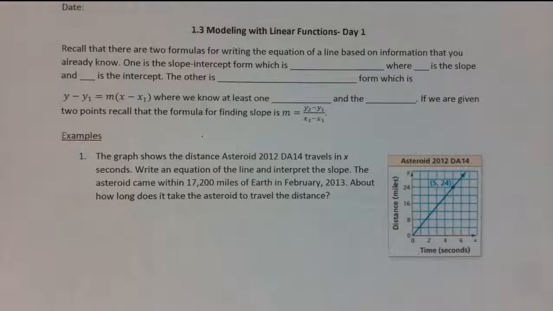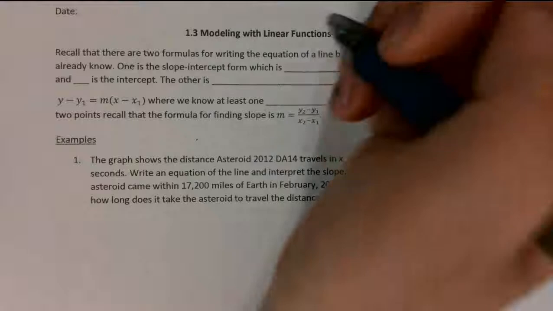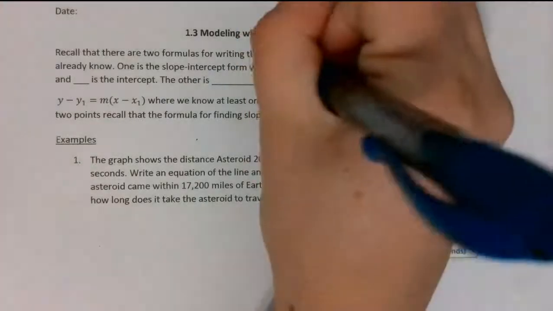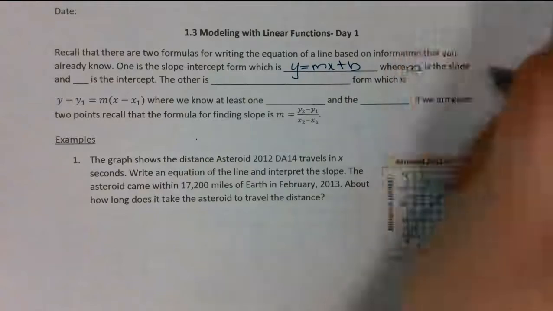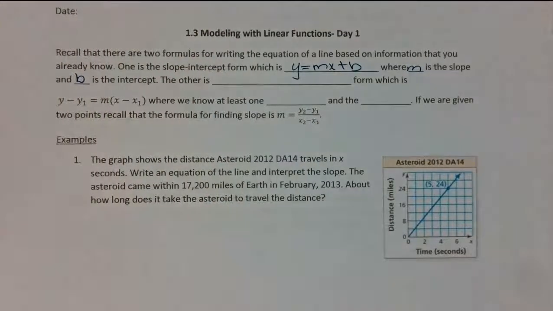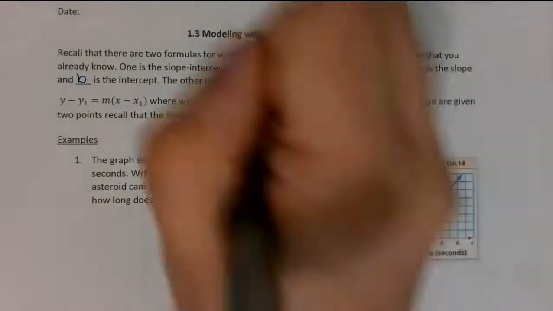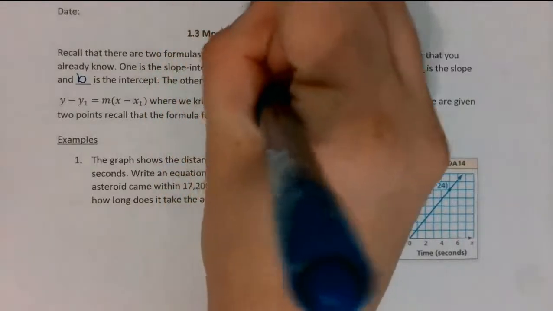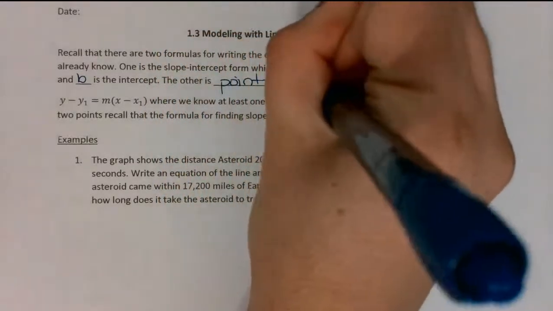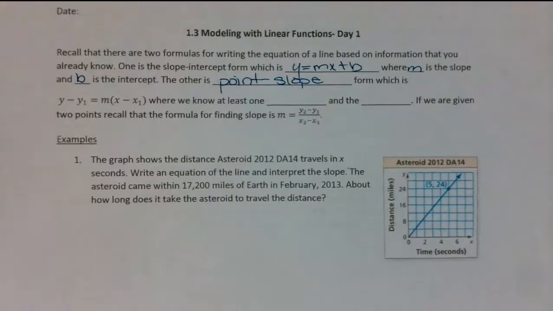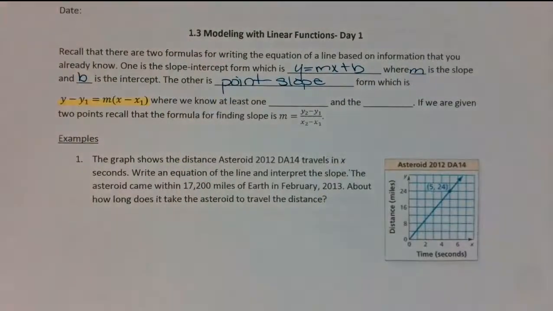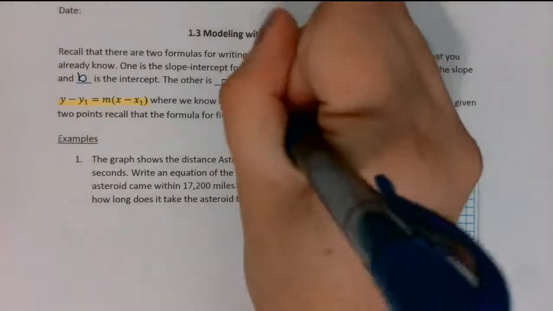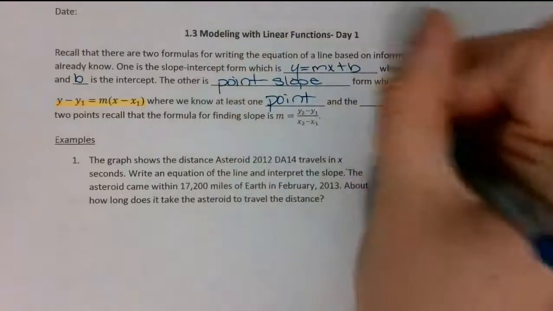Alright, so today we are talking about modeling with linear functions. Remember when we learned about linear functions back in Algebra 1, the slope-intercept form is y equals mx plus b, where m is the slope and b is the y-intercept. The other is point-slope form, which is y minus y1 equals m times (x minus x1), where we know at least one point on the line and the slope.